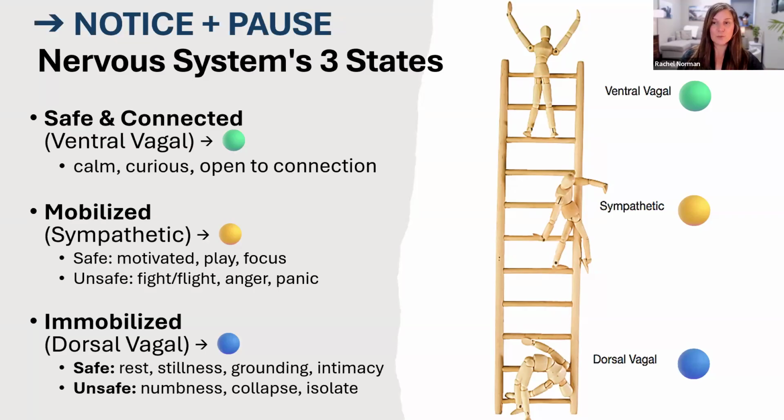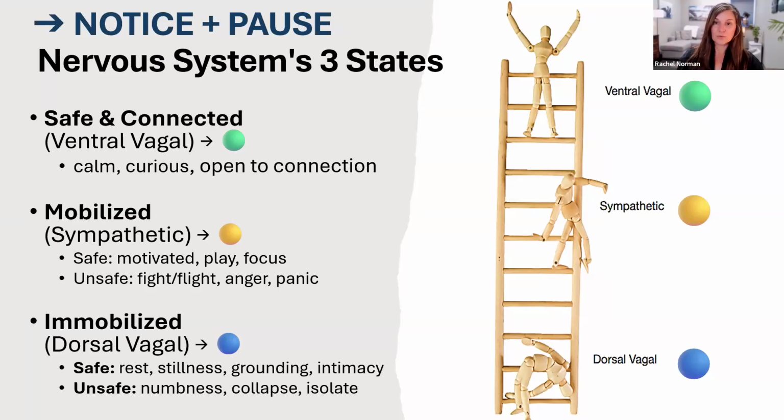That middle rung is where we're mobilized. Now, depending on whether we're feeling safe or unsafe, mobilized may look like being motivated, playing a game, competing, having really good focus and flow. If you're feeling more unsafe or there's a threat, we might experience symptoms of fight or flight, intense emotions like anger, irritability, and symptoms of anxiety, panic, and whatnot.